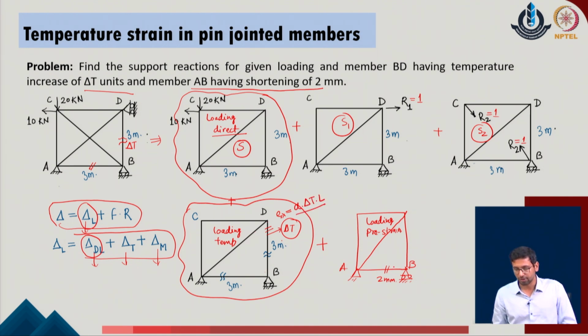In the same manner, this corresponding member is also having a change of the length, and this change of the length can be considered as e of x for this given member, and this is minus 2 mm because it is the corresponding length which is being shortened for the given problem.